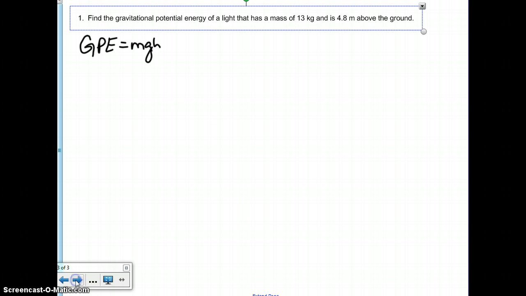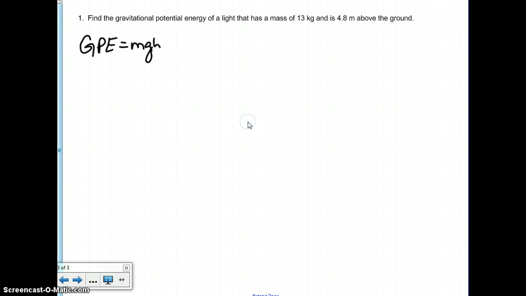Let's do a GPE example. Here we want to know the gravitational potential energy of a light that has a mass of 13 kilograms and it's 4.8 meters above the ground. Let's plug in our knowns. The mass would be 13 kilograms. In the previous couple of slides I told you that g is 9.8 meters per second squared, and then we end up with the height, which is 4.8 meters.